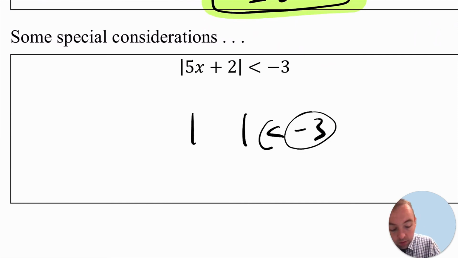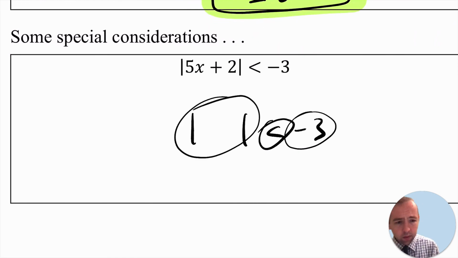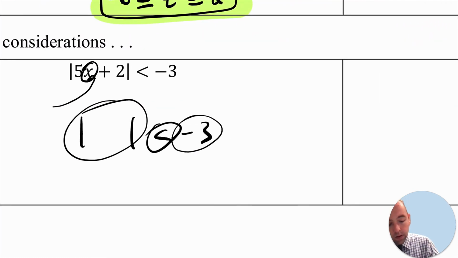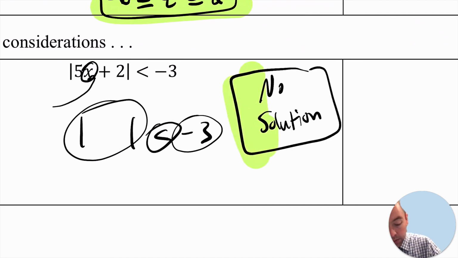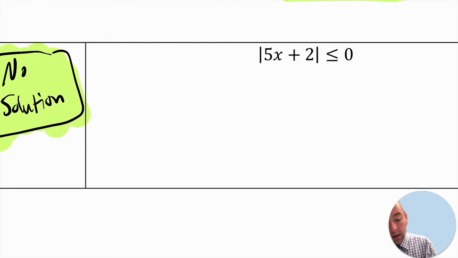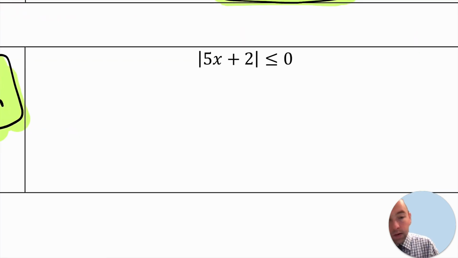So is it true that what we absolute value is going to be less than negative 3? Well, then that means that this right here is always going to be negative, but it can never be negative, right? So no matter what number you plug in for x, you're never going to get this statement to be true, right? So there's going to be no solution in this case, since an absolute value can never be negative.